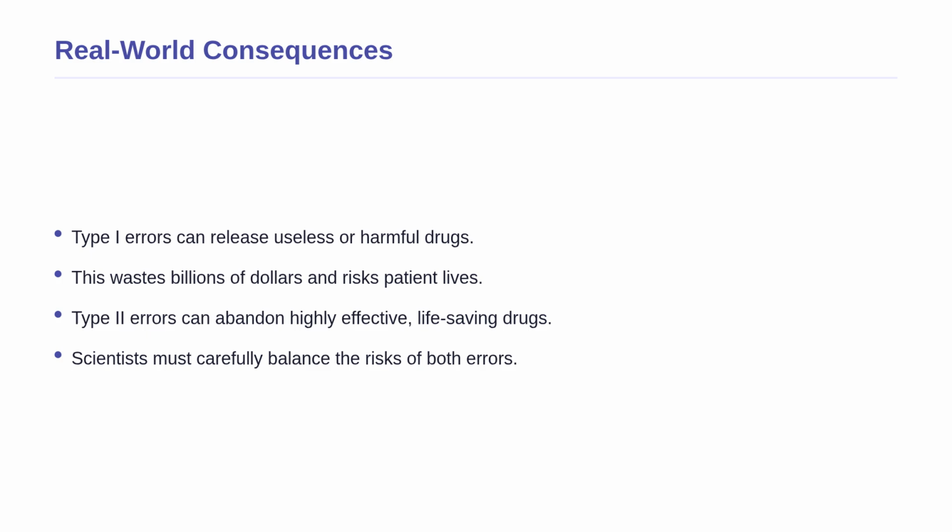On the flip side, if they make a type 2 error, they might abandon a highly effective, life-saving drug just because their statistical test failed to detect its benefits. Scientists must carefully balance these risks to protect public safety while allowing medical breakthroughs.